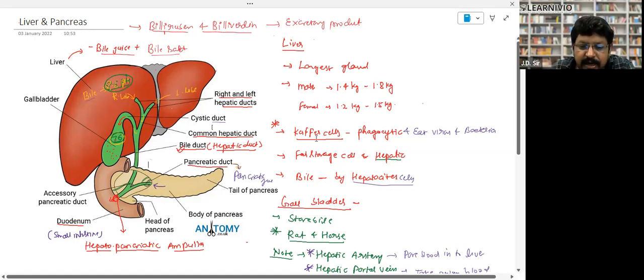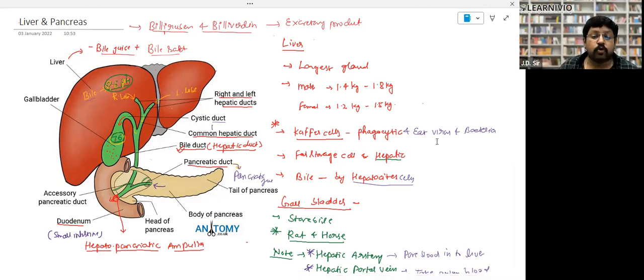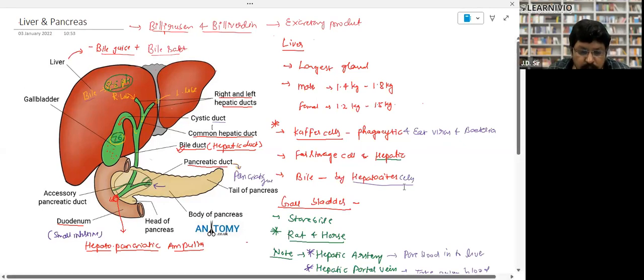Kupffer cells are a special kind of cell found in the liver. They are phagocytic, which means they eat. What do they eat? They eat virus and bacteria. That's how the liver also maintains immunity of our body. They have fat storage cells and hepatic cells. Fat storage cells store fat, and hepatic cells secrete bile salt. And gallbladder function, I have told you.